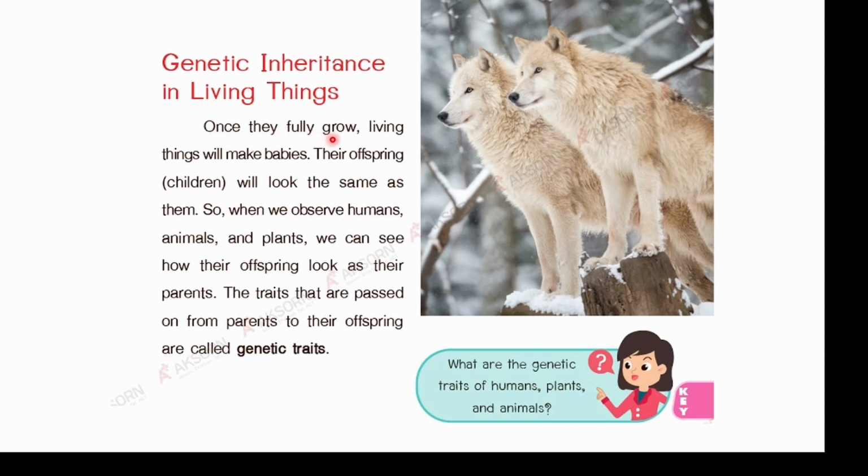Once they fully grow, living things will make babies. Their offspring, children, will look the same as them. So when we observe humans, animals and plants, we can see how their offspring look like their parents. The traits that are passed on from parents to their offspring are called genetic traits.